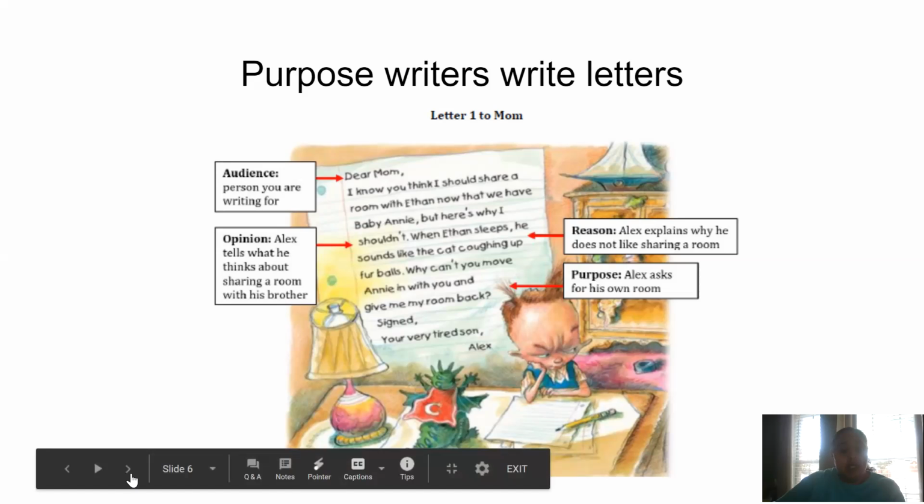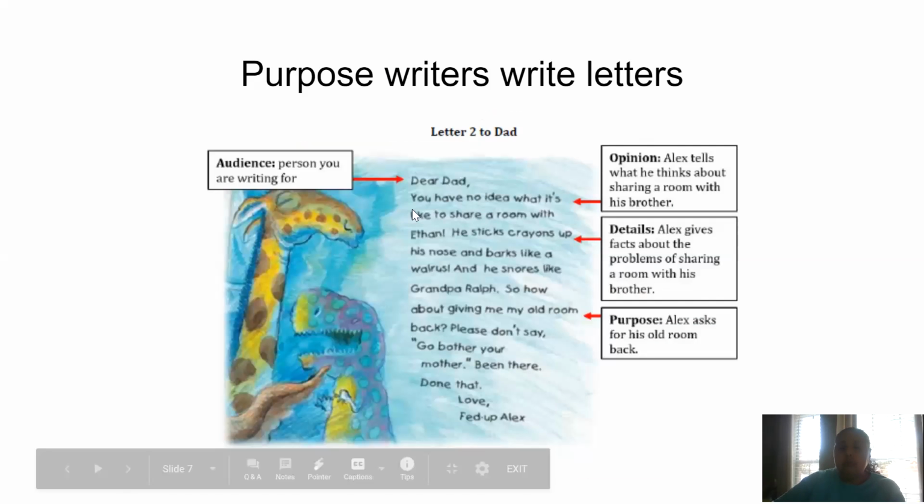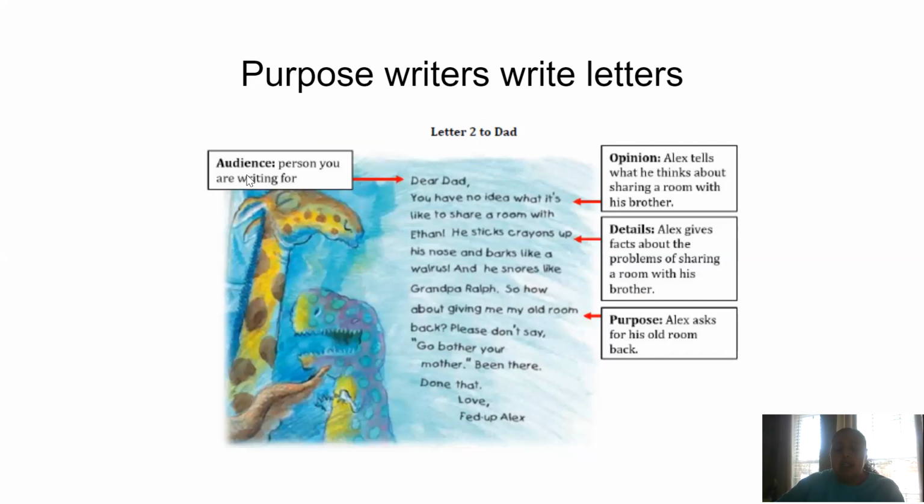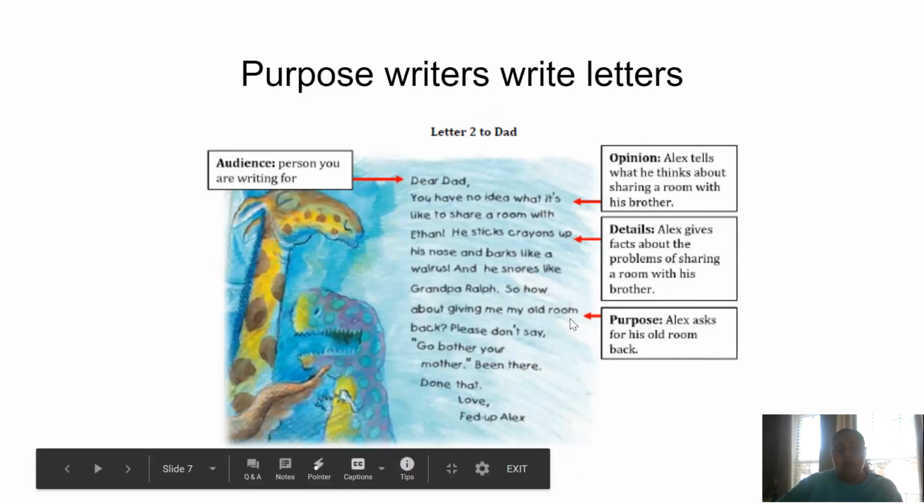Now, Alex also writes a letter to his dad. And here, the dad is the audience, okay? Alex tells the dad what he thinks about sharing a room with his brother. He doesn't like the idea. And this time Alex gives facts about the problems of sharing a room. I mean, he gives reasons of why this would be a problem. And then again, he has his purpose: I want my own room back, right? So here we have an audience, our opinions, details, and we have a purpose.